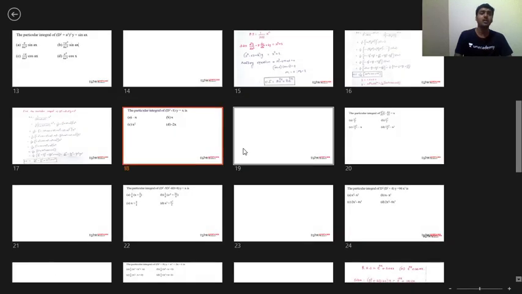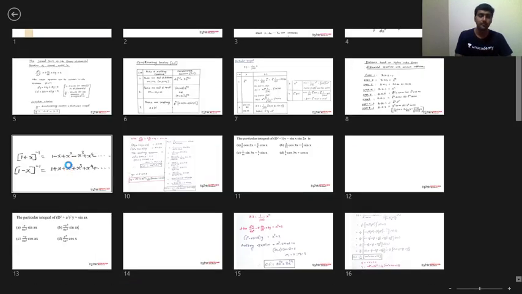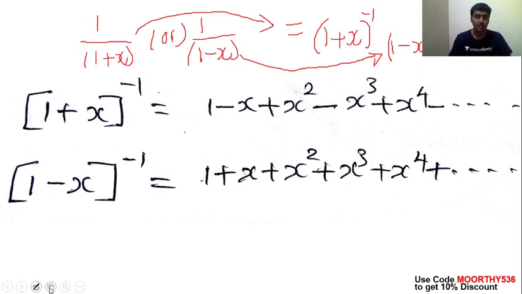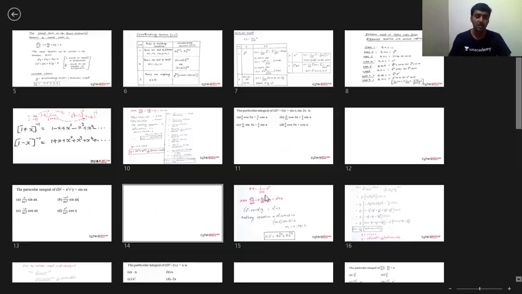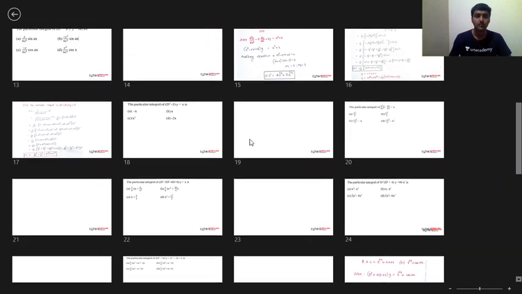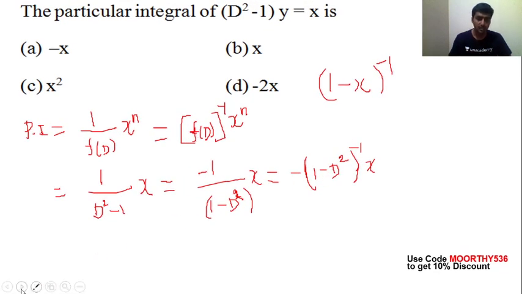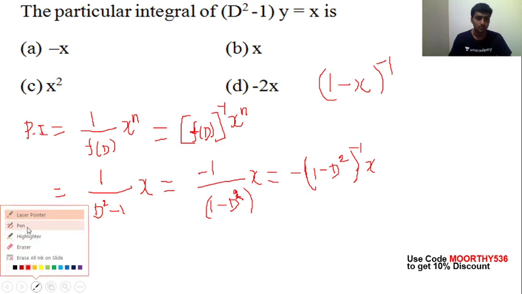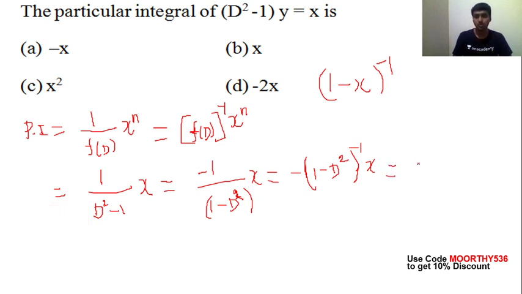We know the polynomial expansion formula. When you are getting 1 minus x whole power minus 1, the formula is 1 plus x plus x square plus x cube plus x power 4. So this is the binomial expansion for the given formula. As per this formula, now expand this: it is equal to 1 plus d square plus the whole square plus d power 4.